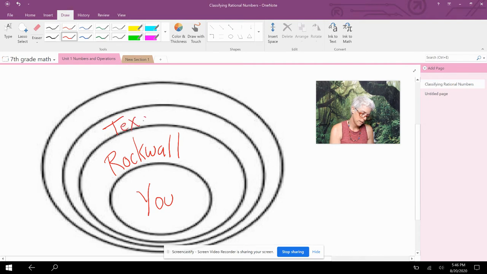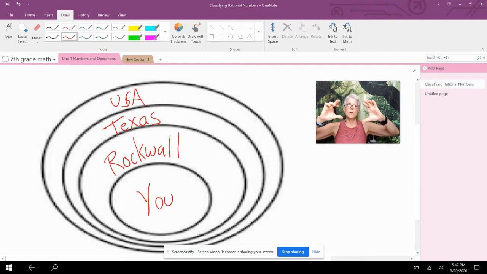Texas. Were you going to say Dallas? That wouldn't have been right, because Dallas would be a separate circle. But Rockwall is a part of Texas. So everyone in Rockwall is in Texas, but not everyone in Texas is in Rockwall. What do you think the next one's going to be? USA, America, any way you want to look at it. All right, everyone in Texas is in the USA.